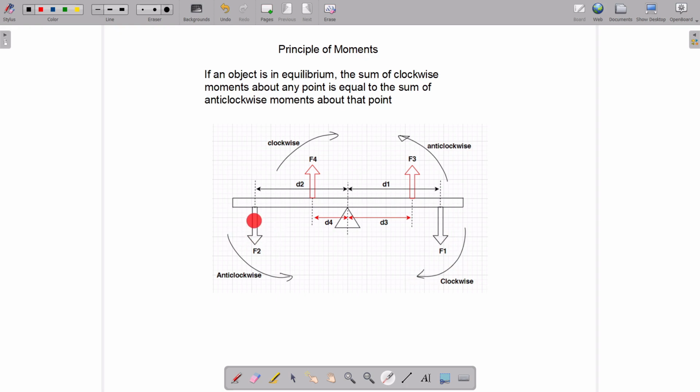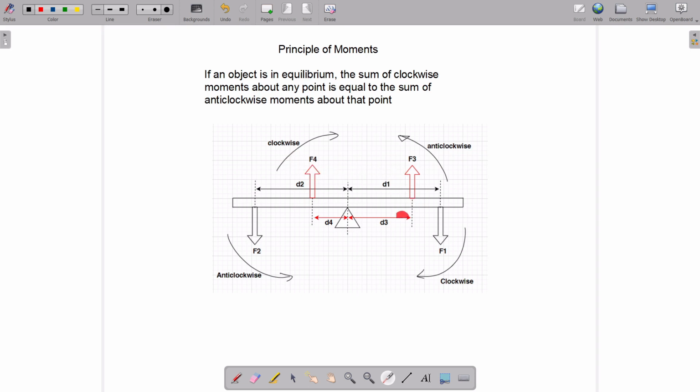F2 is also acting downwards. It is causing turning about this pivot found in the middle. And so the turning effect is going to be in this direction, anti-clockwise. So our clockwise moment is going to be F1. Our anti-clockwise moment is going to be the force F2 causing turning about the pivot located in the middle. Now say we have 2 additional forces, F3 and F4, acting on this bar.